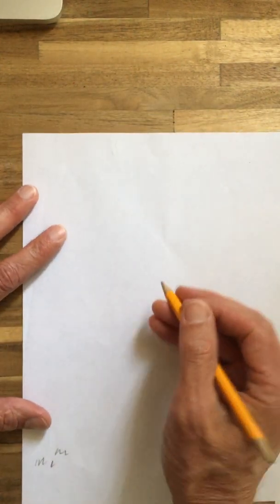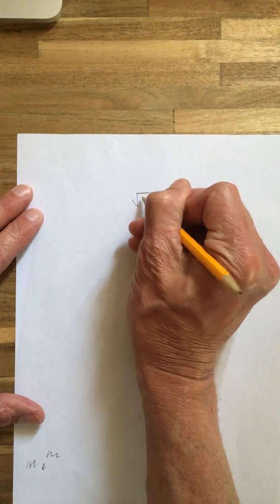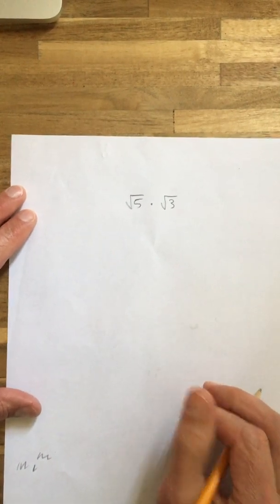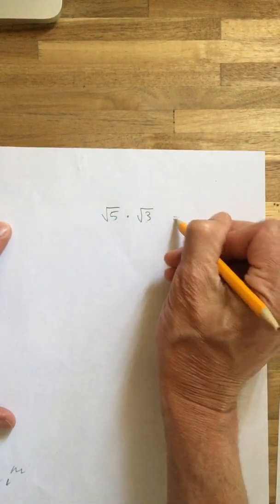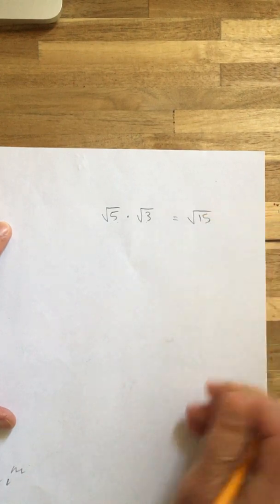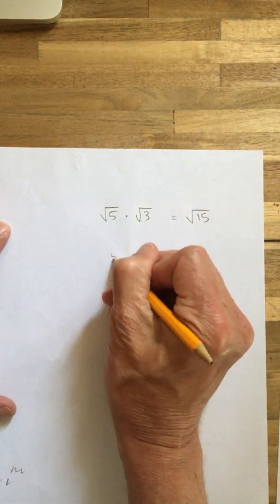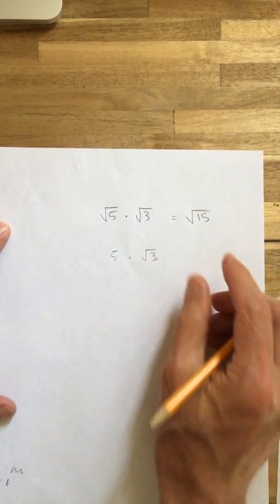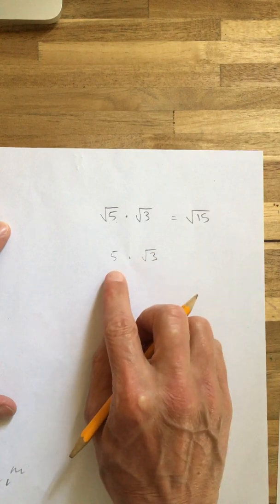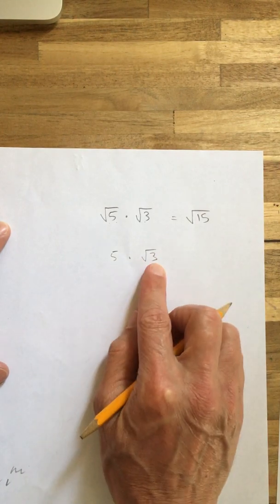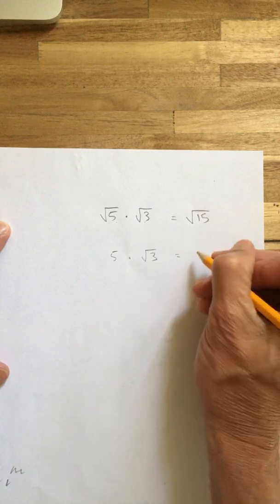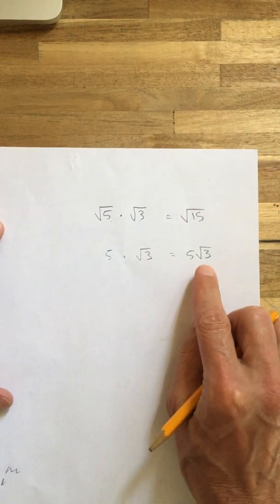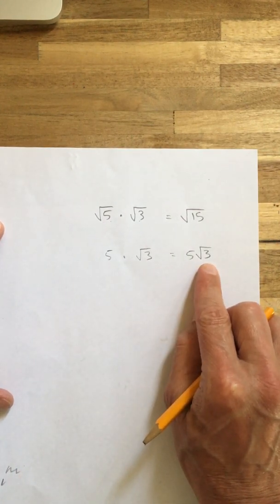A lot of you guys just don't know how to multiply things. If you have the square root of 5 times the square root of 3, you need to know that when you have two square roots, you can multiply those together to get the square root of 15. Okay? If you have something like 5 times the square root of 3, you can't combine them like that. Whenever you have a regular whole number times a square root, you multiply them, but you have to leave them separated like this. 5 times square root of 3 is written like this: 5 times square root of 3.